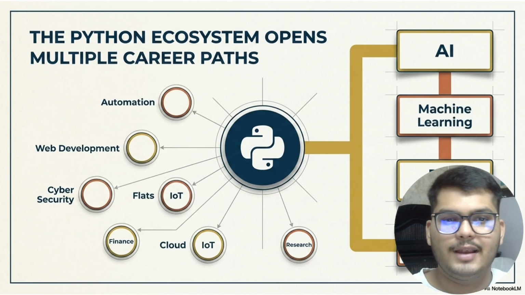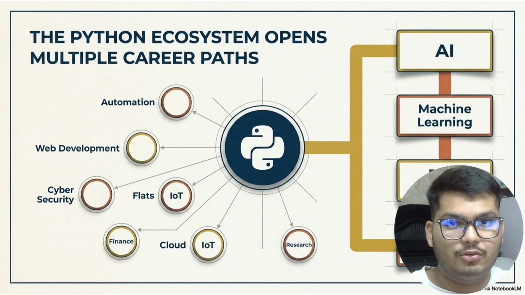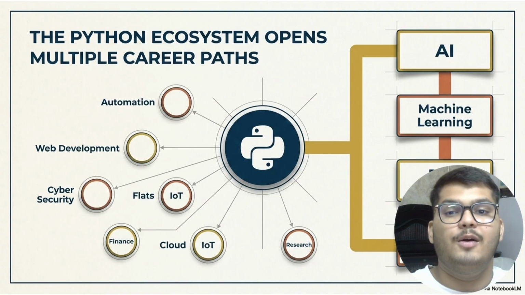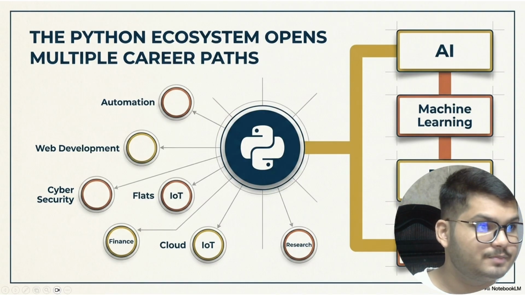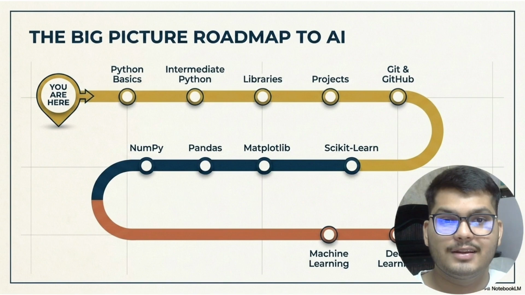In these two slides I have talked about why Python is chosen for AI and data science, and why it's important for us. Now moving towards the next, and basically this is the big picture.